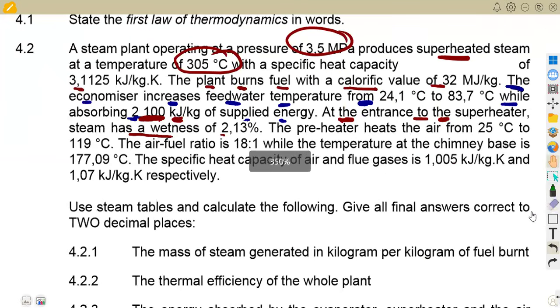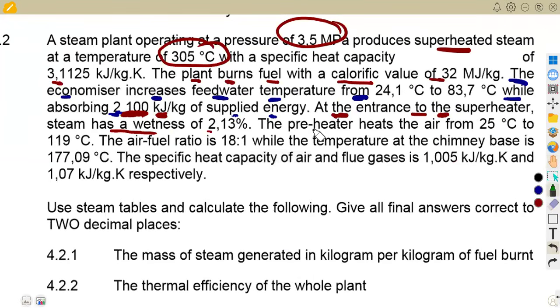But let us see. Now they are saying here, this is another part that is important about the preheater. The preheater heats the air from this temperature to this temperature. What is heating? The preheater. We are talking about the preheater there.